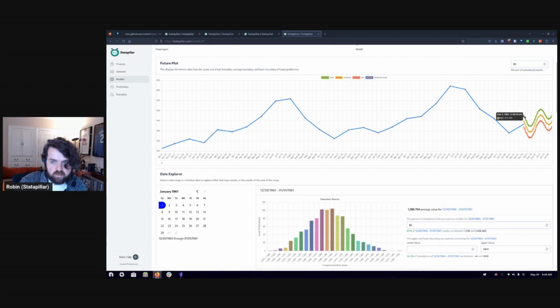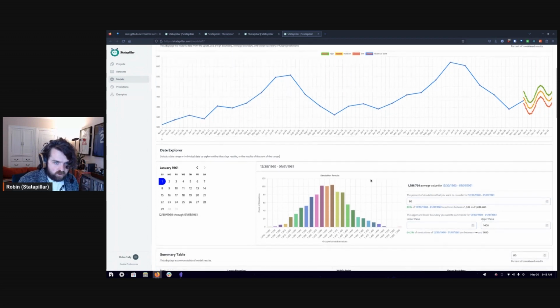The green line is the upper, optimistic situation. In the optimistic case, we think on December 2nd, 1960, we'll have 477,000 flights. And the red line is the bottom threshold there, and that's adjustable through this slider here.